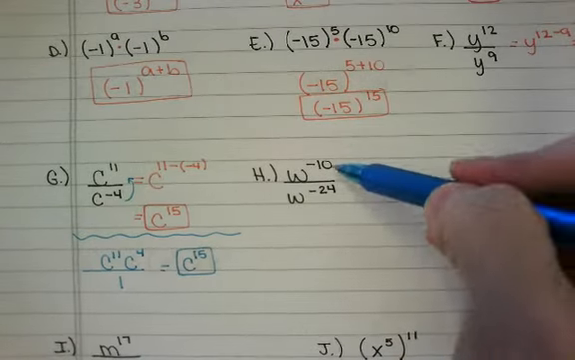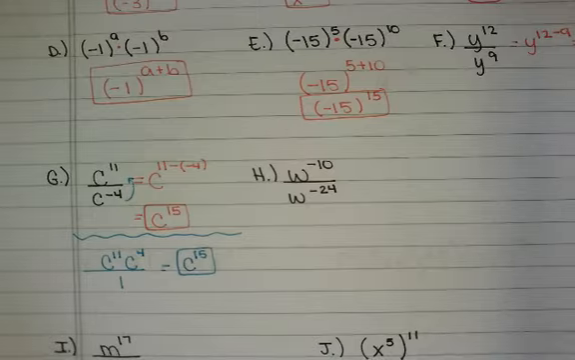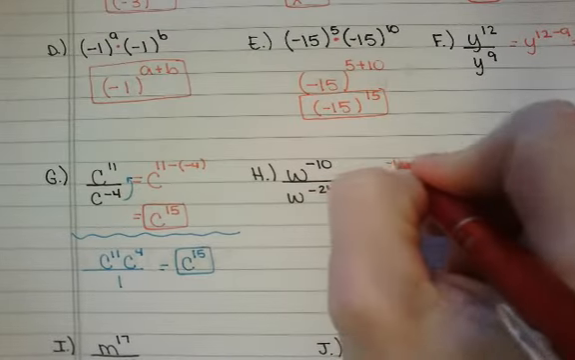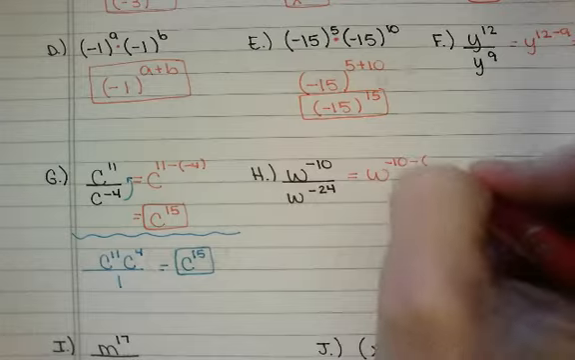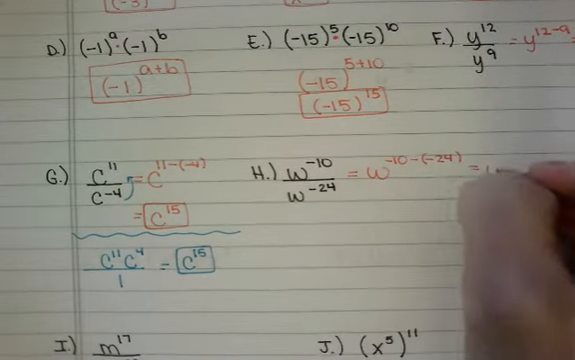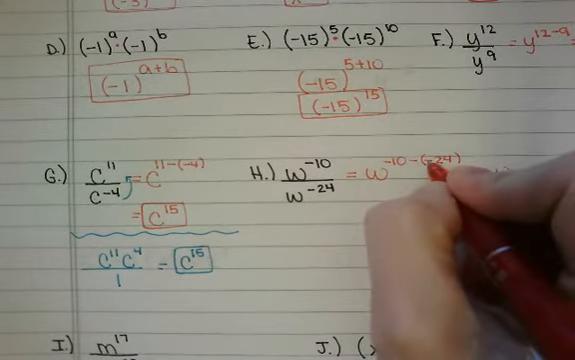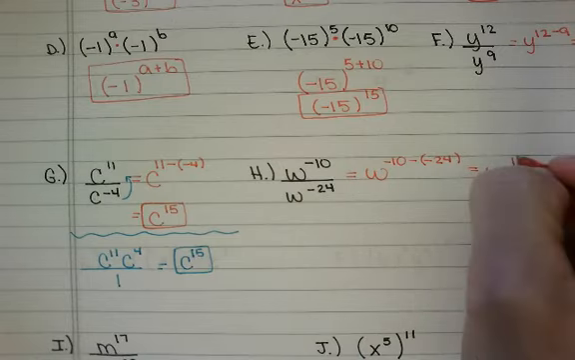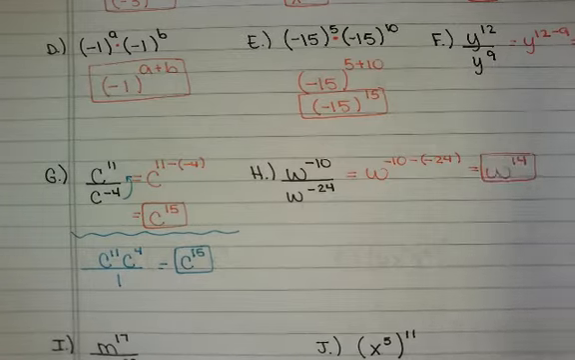All right, so same thing. I can subtract these exponents. So that's one option. I can say w, and I'm going to say -10 minus the -24. Subtracting a negative is the same as just adding, so it's really -10 plus 24. So I get w to the 14th.